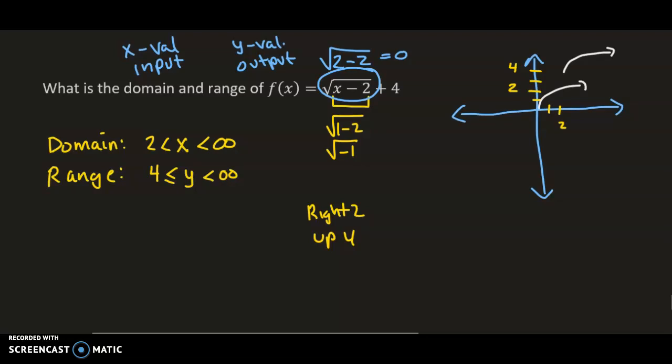Does the picture agree with our domain? It's going to go from 2 to infinity, so it's going to go that way. And then it's going to go from 4 up to infinity. Does that make sense? So the picture makes sense with the analysis of the function. Now you can also check on your graphing calculator if you'd like. Let's see if we can check real quick.